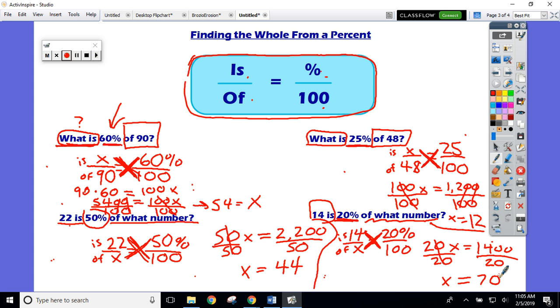Okay, so with this, it can look intimidating, but if you just follow is over of equals percent over 100, we do a lot of circling and underlining to know where things go. If you remember to make the x in the middle and to divide by the number that is with the letter, you're going to have no problem. It's going to be easy.